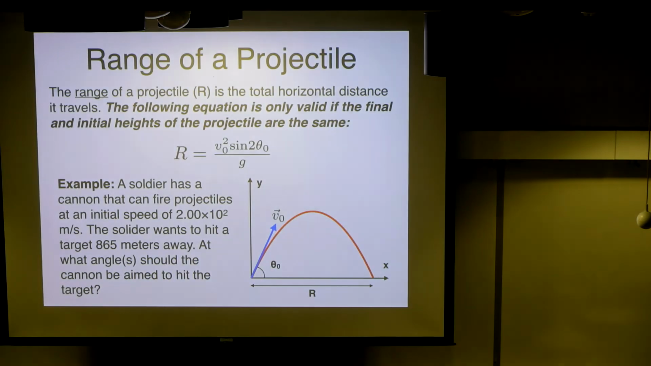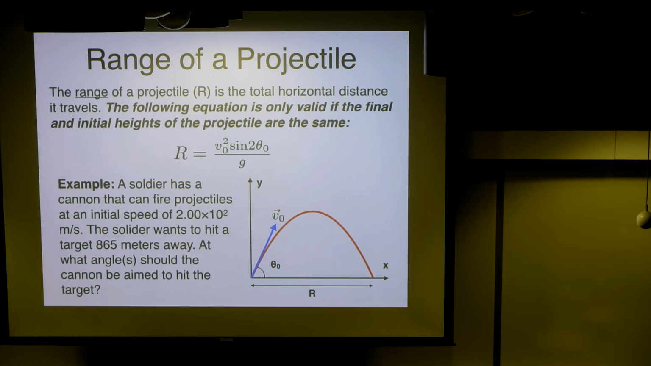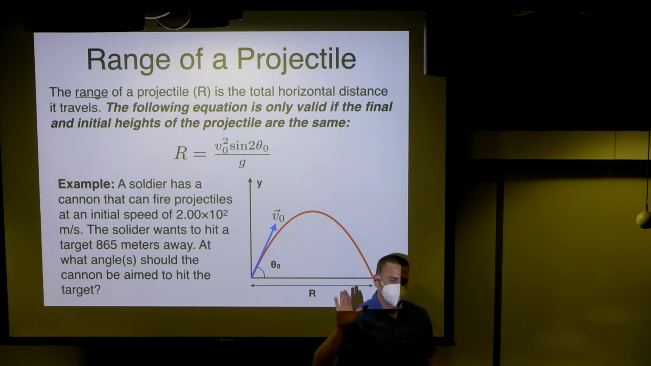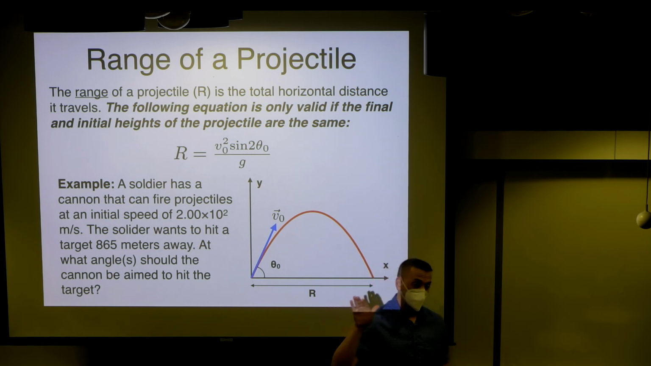So let's take a look at one example where we actually get to use this. This is the range equation, we just derived it. Let's use it. A soldier has a cannon that can fire projectiles at 200 meters per second. I'm writing that in scientific notation, but that's just 200 meters per second. We want to hit a target that is 865 meters away. So the question is, what angle should we launch the projectile at in order to do this?